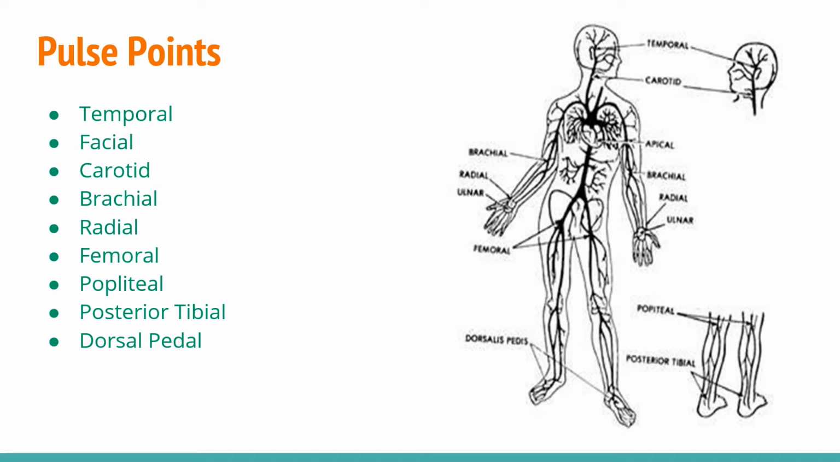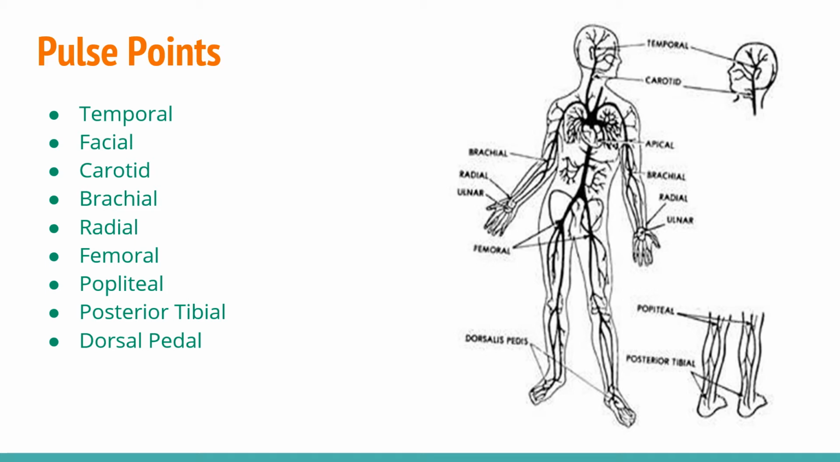Okay, so you have the temporal one. Your facial one is along your jaw area, not the carotid. So above your lower jaw. If you look on page 390 in your big A&P book that you use for Nicole's class, you should be able to find it. It's on that page there.